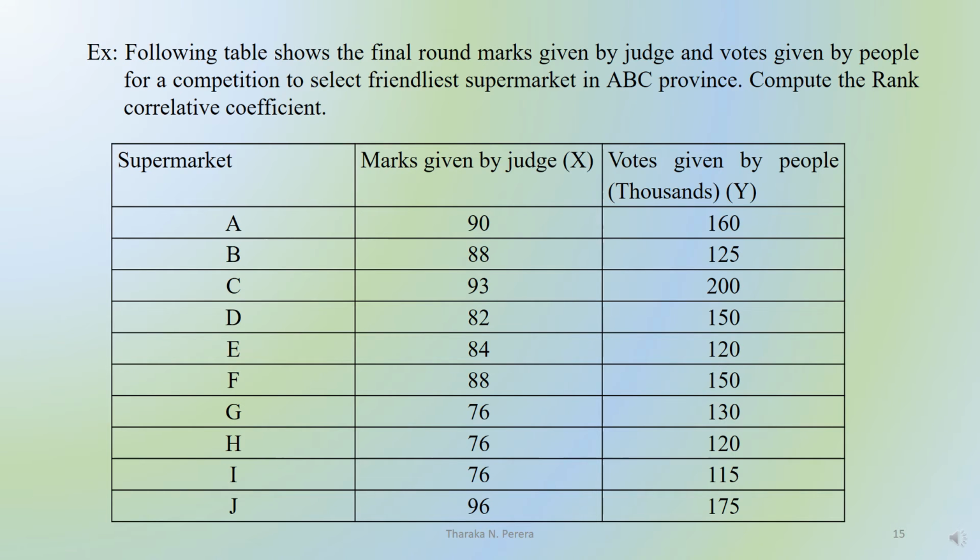The following table shows the final round marks given by judges and votes given by people for a competition to select the friendliest supermarket in ABC province. Compute the rank correlation coefficient.